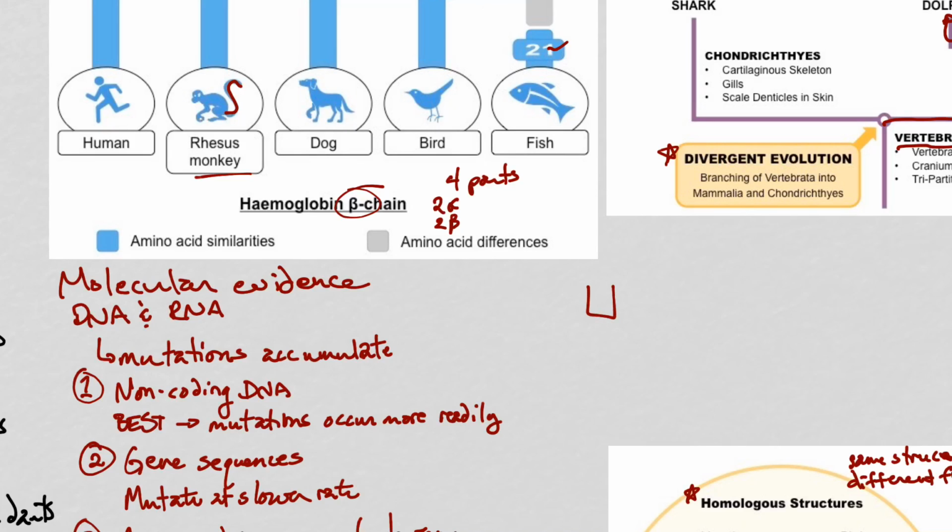So that would be us here. So this is human, this is a rhesus monkey. Dogs are a little further away from us. Birds are a little further away from that. Fish are even further away from that. And we have some common ancestor all together because there are some similarities there.